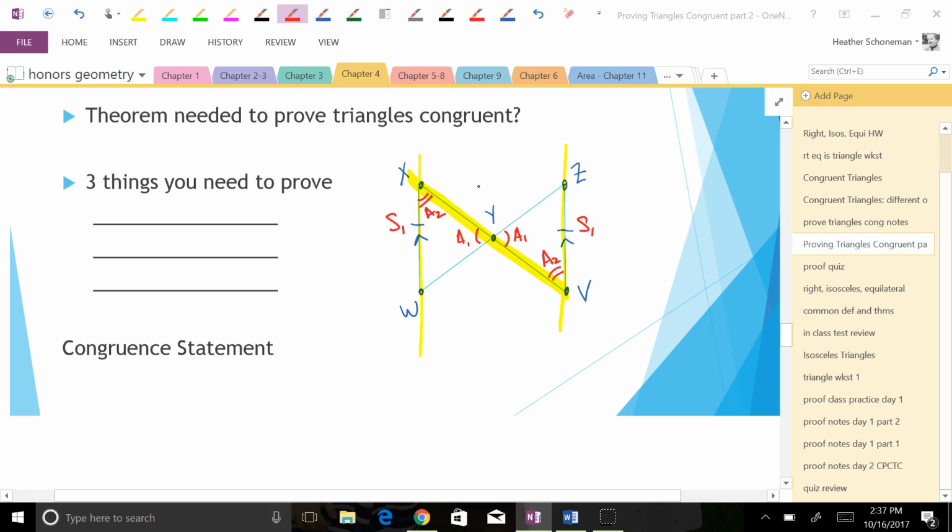Alright, so now I have 2 angles and a side. So now I need to ask myself, is that side in between angle 1 and angle 2? And the answer is that it's not. So this method is angle, angle, side. So now let's write them down.